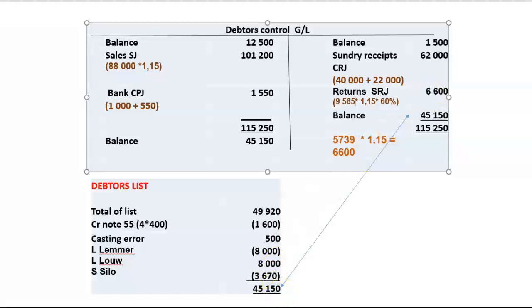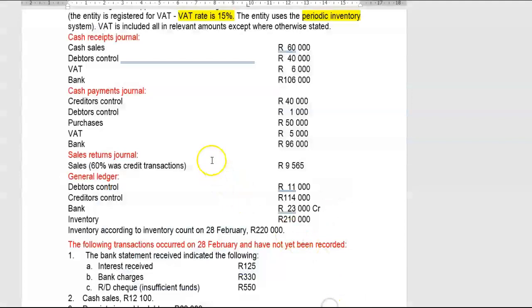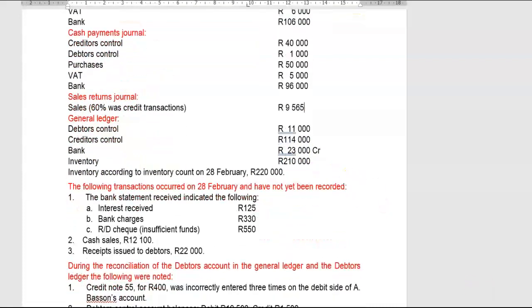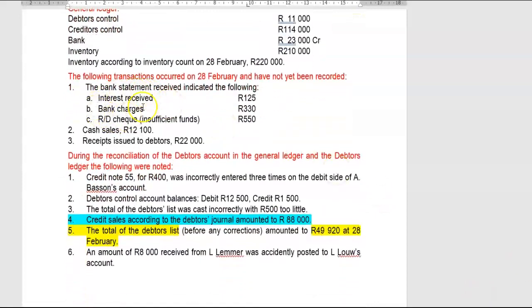Good. Now let's have a look at what further information we have. We have posted that, we've posted that, we've already posted that. Inventory has got nothing to do with debtors. The following transactions, we have posted that. Cash sales has got nothing, and we've posted that. Good, let's look at the reconciling items.